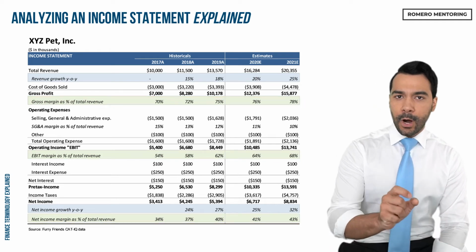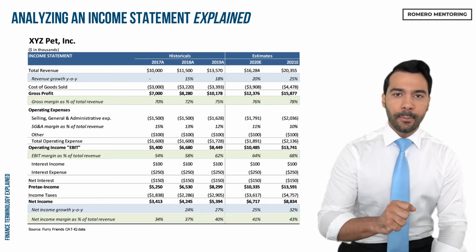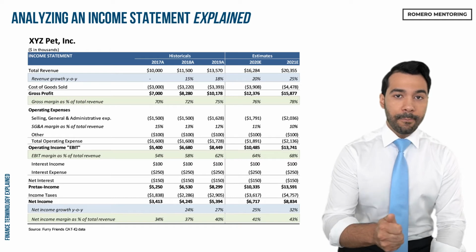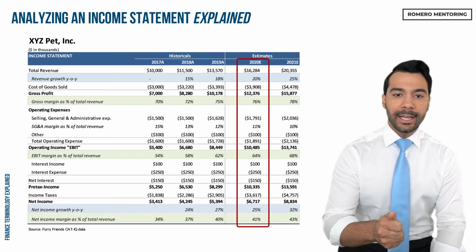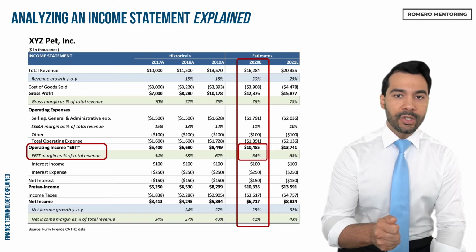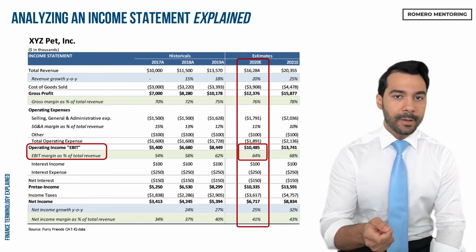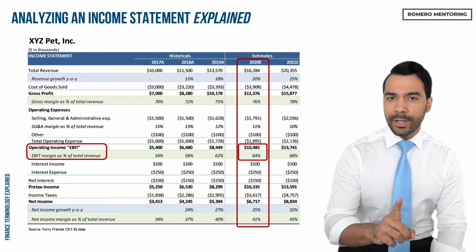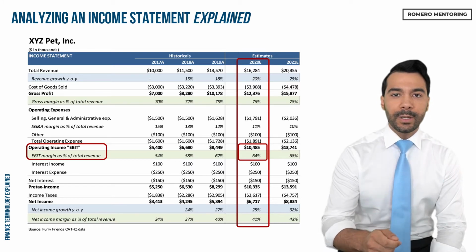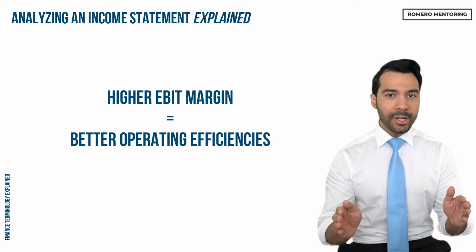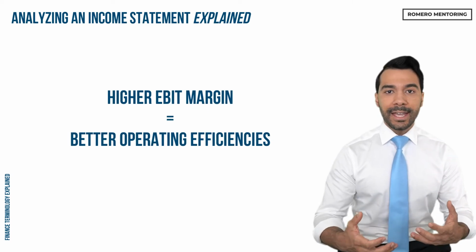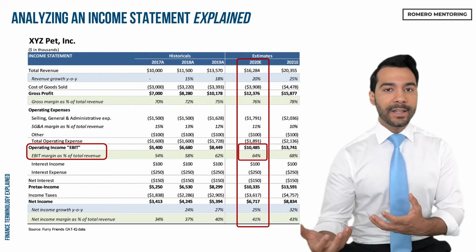If we look at it from a simplistic standpoint, per every dollar of revenue that the company generates, if we look at the year 2020, looking at EBIT, you can see that they're generating a 64% EBIT margin. In other words, every dollar of revenue that they generate, they are keeping 64 cents. So the higher that margin is, the better, because then they can use that to invest in the company.